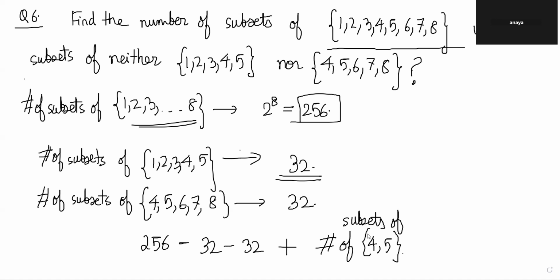You have to add back the number of subsets of 4, 5. Why do we have to add back? Because we are subtracting it twice, counting it twice. We have to add it back once. We still don't want subsets having 4, 5; we are just avoiding a double count. So you will say 256 minus 64 plus the number of subsets of 4, 5, which is 4. The answer will be 196.